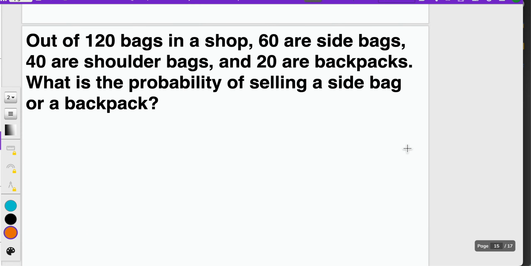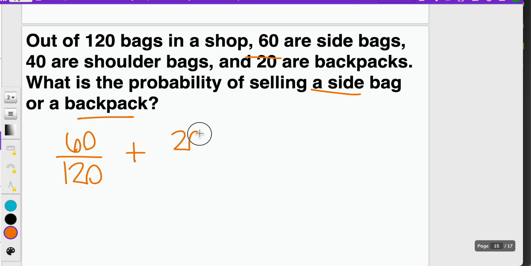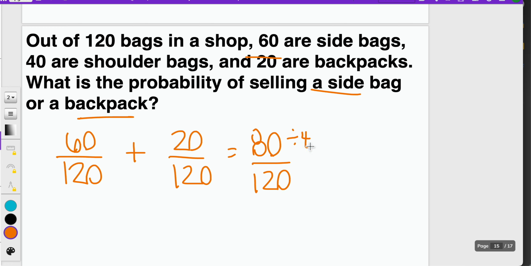Out of 120 bags in a shop, 60 are side bags, 40 are shoulder, and 20 are backpacks. What's the probability of selling a side bag or a backpack? So side bags are 60, so 60 out of 120, plus backpacks are 20 out of 120. That brings me to 80 out of 120, and I just divided both of these by 40 to get 2/3. Okay?